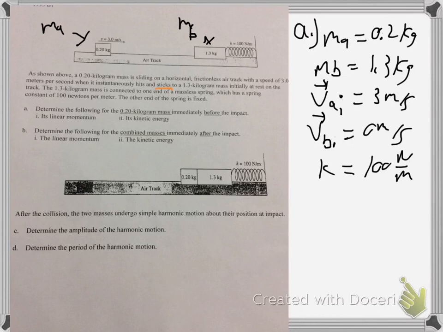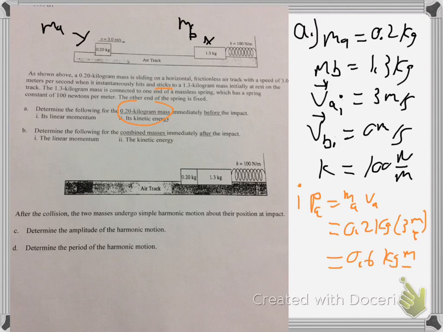So part A, we're to find the linear momentum of the 0.2 kilogram mass. So just A. This is just the mass of A times the velocity of A. So 0.2 times 3 meters per second equals 0.6 kilogram meters per second.